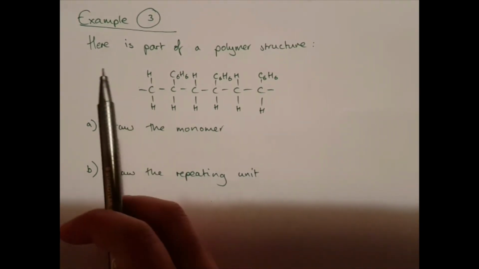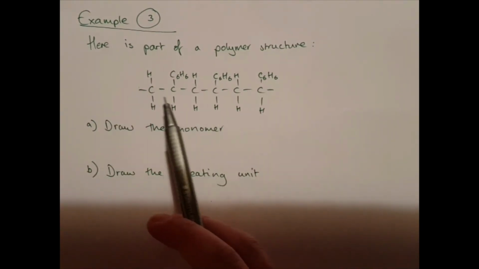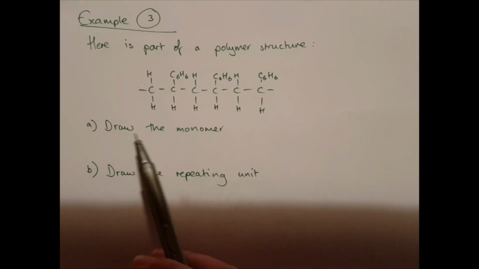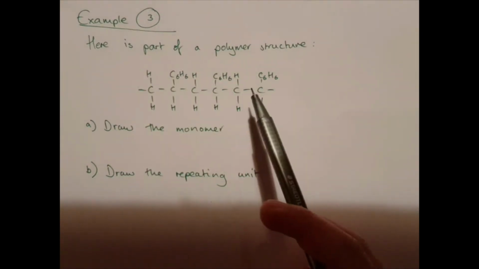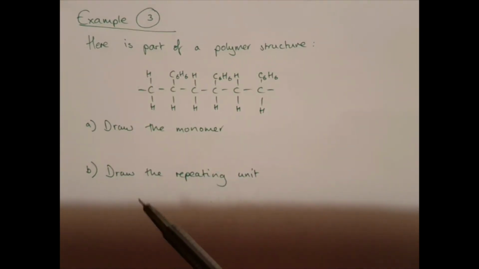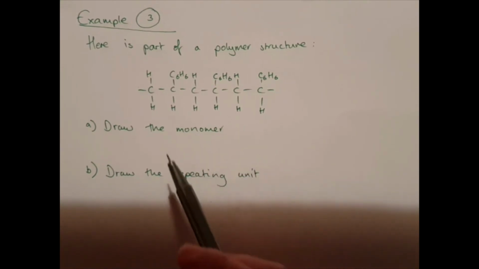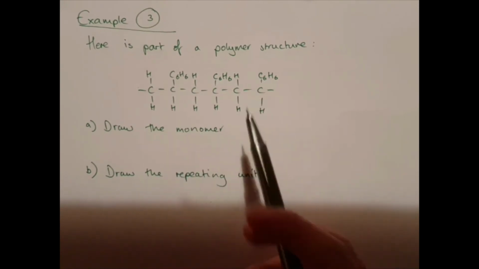This time we're given the polymer structure. So here's part of the polymer structure. We've got this here, and we have to draw the monomer and draw the repeating unit. If I hadn't said already, I would hope you've been copying out the full question for these first 3 examples, but we'll then look at some practice questions and you don't need to write out the whole thing. But this should help for your notes. So we've got to draw the monomer based on the polymer structure.